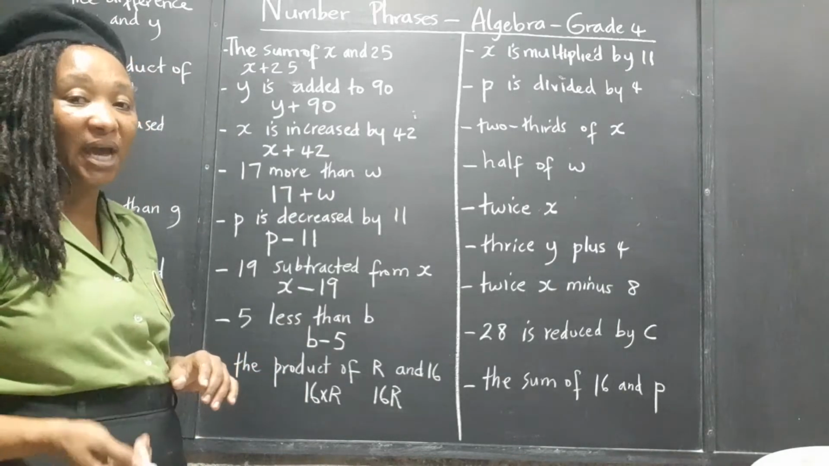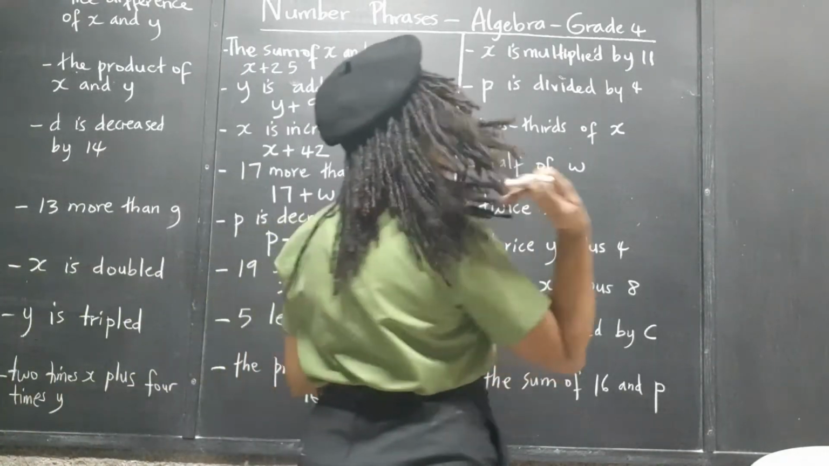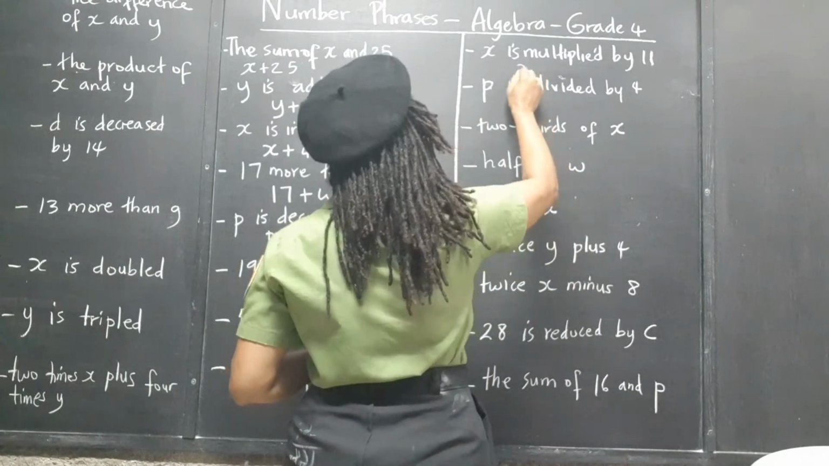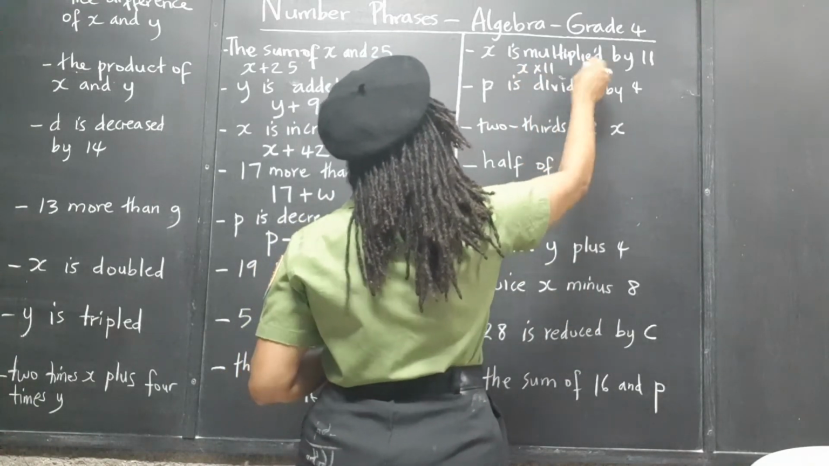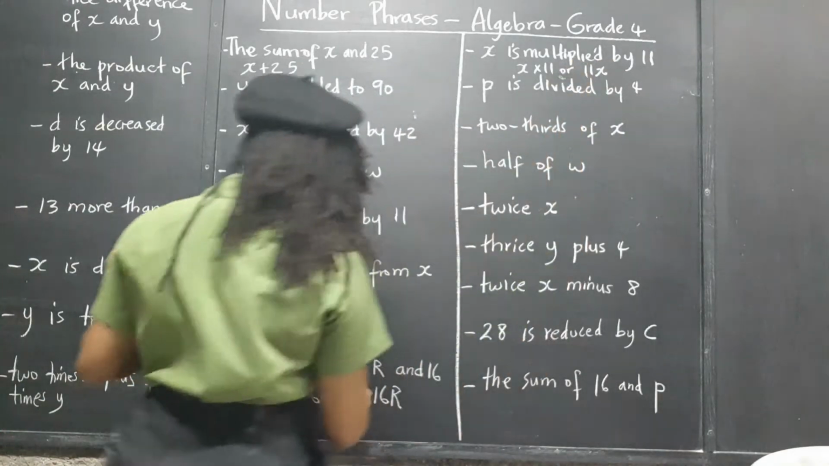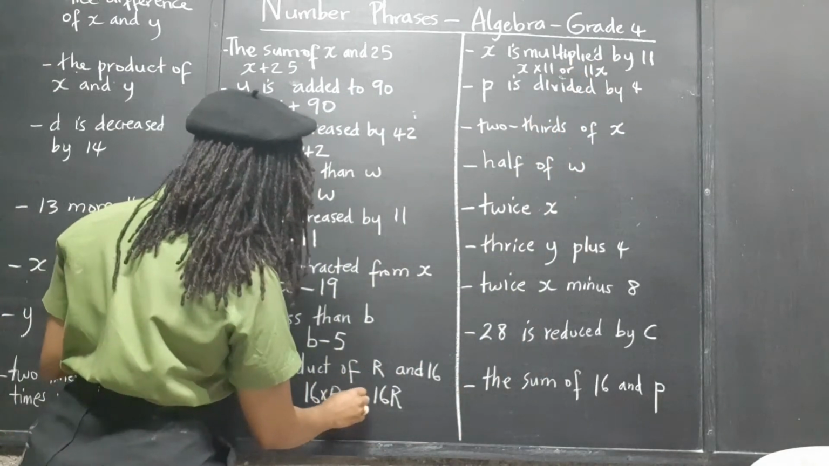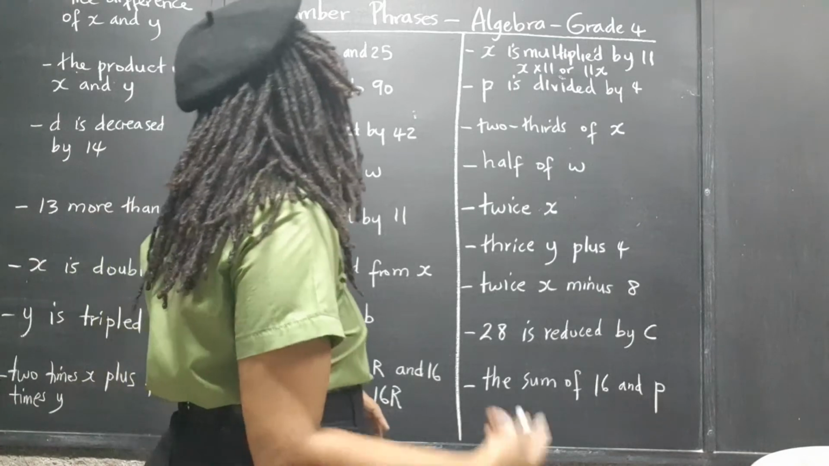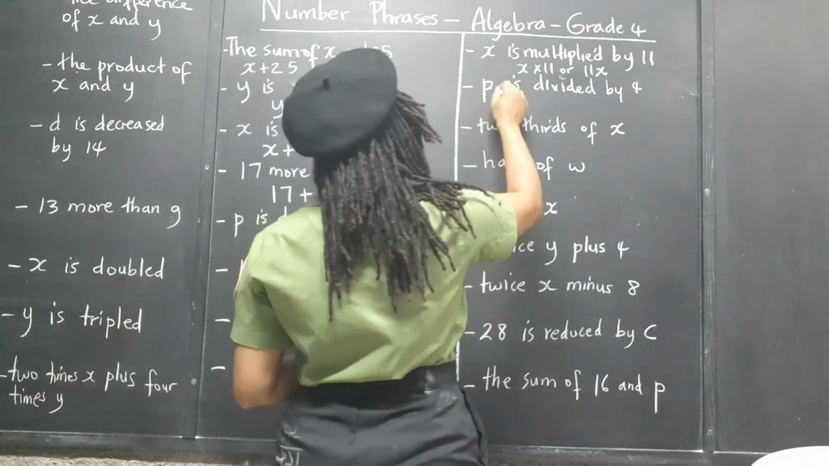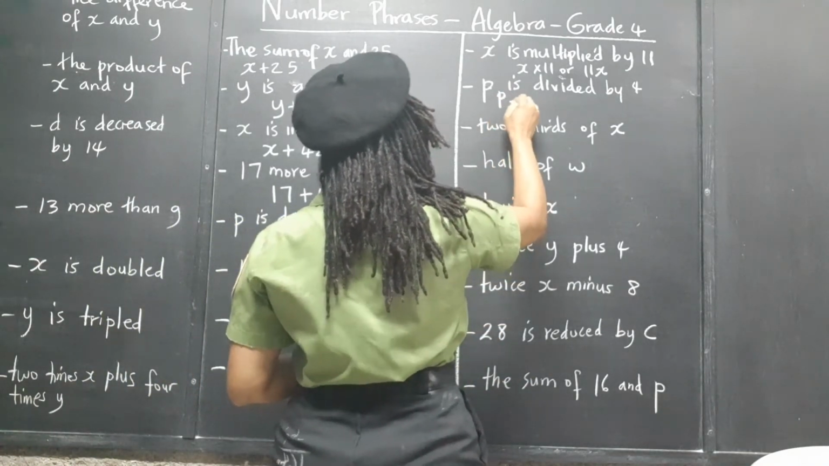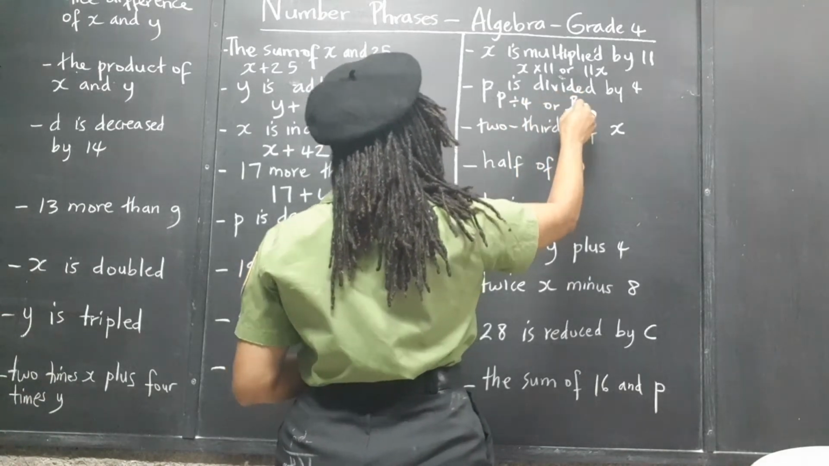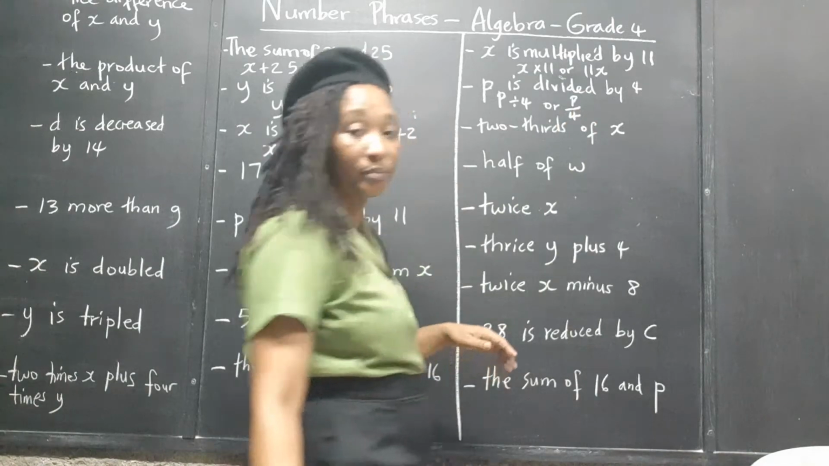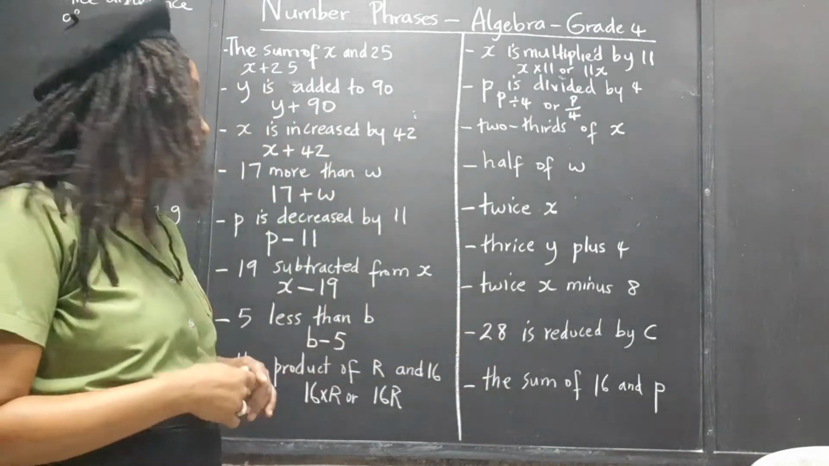X is multiplied by 11. Multiply is also the same as product. So it's x times 11 or 11x. P is divided by 4. So P divided by 4, or we could write it as P over 4. Same thing, whichever way you want to put it.